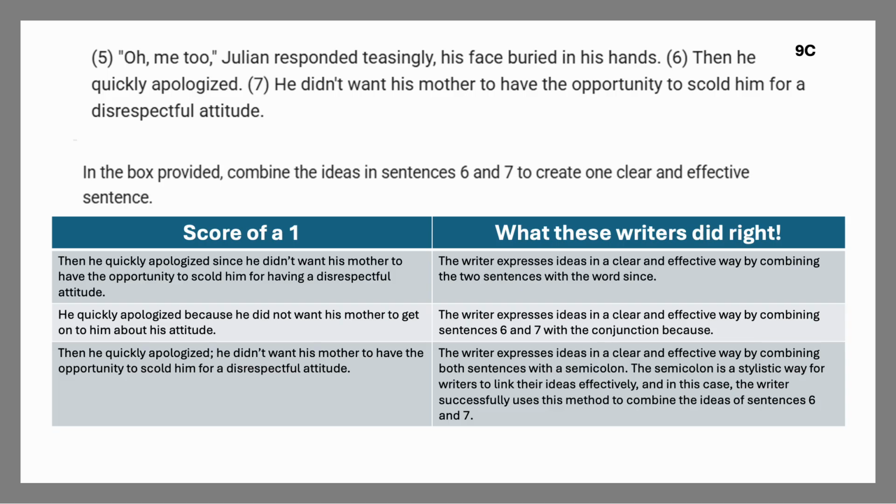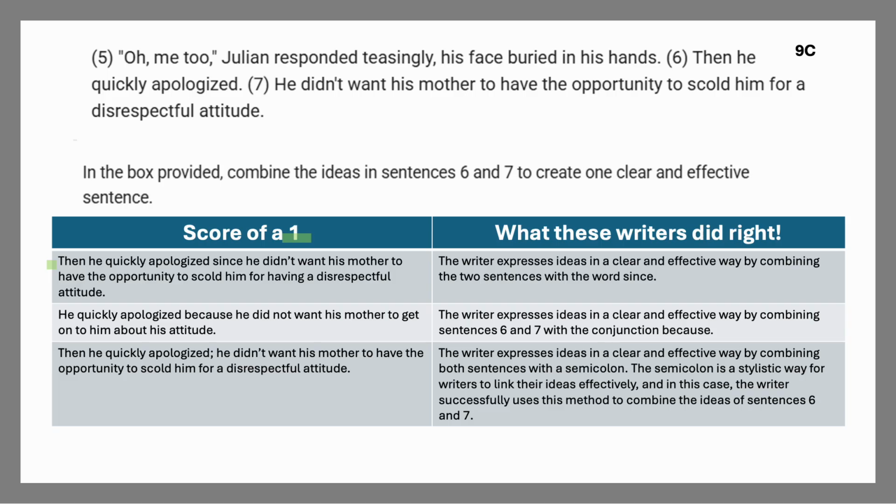Now let's look at those with a score of a 1. And so that 1 means that they did it correctly. They got full points for it. And we're also going to see what they did right. So let's take a look at this one. It's my favorite one that has been submitted. So it says, "Then he quickly apologized since he didn't want his mother to have the opportunity to scold him for having a disrespectful attitude."